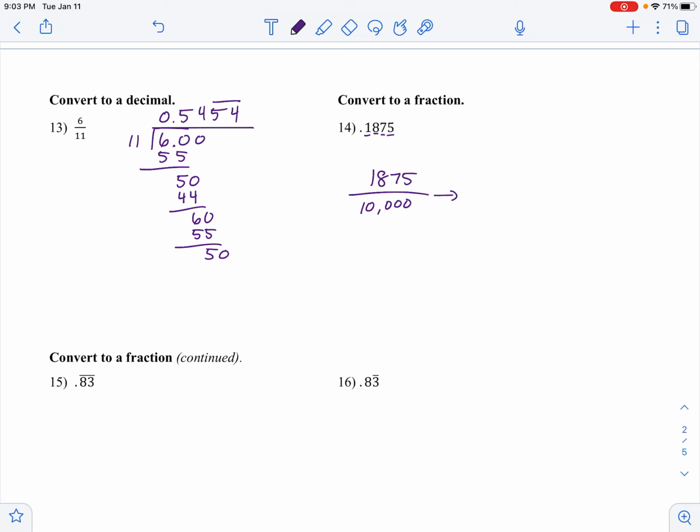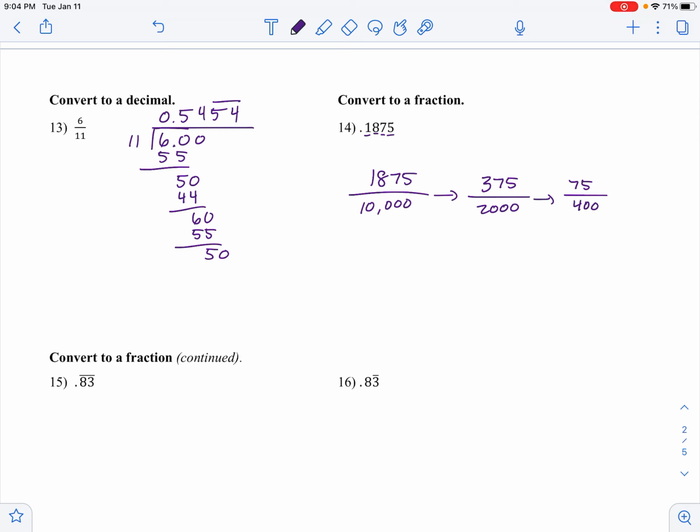I need to figure out what goes into both of these. I don't know off the top of my head, but I do know that 5 goes into both, so I think I'll take this bit by bit. I know 5 goes into 1875 375 times. I know that 5 goes into 10,000 2,000 times. Okay, well, both of those still can be simplified by 5. So 375 is 75. 2,000 is going to be 400.